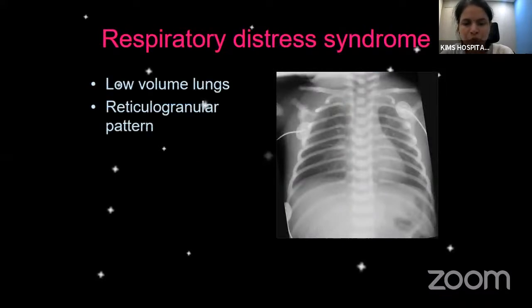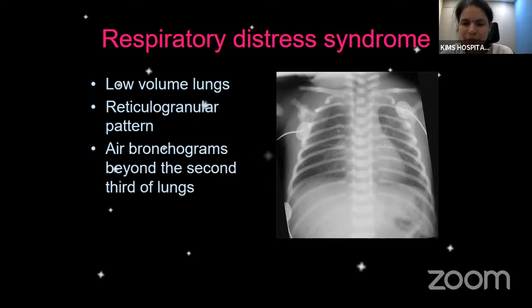Now, when it comes to RDS or hyaline membrane disease, the typical radiological findings include the presence of low volume lungs, the presence of reticulogranular pattern. So what do we mean by reticulogranular pattern? This is a pattern of fine white opacities, which are the granular opacities, on a background of black reticulae or black lines, or a net-like pattern of black lines.